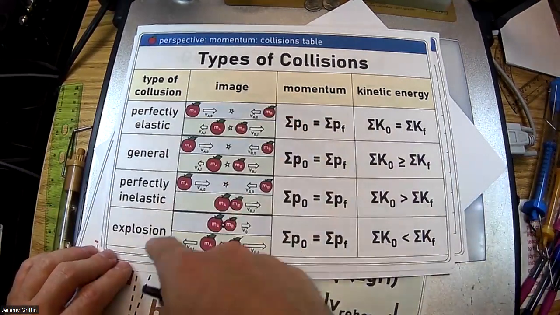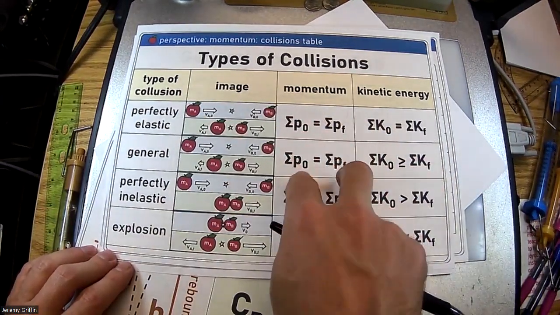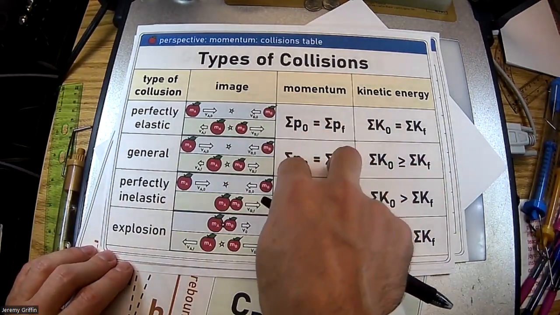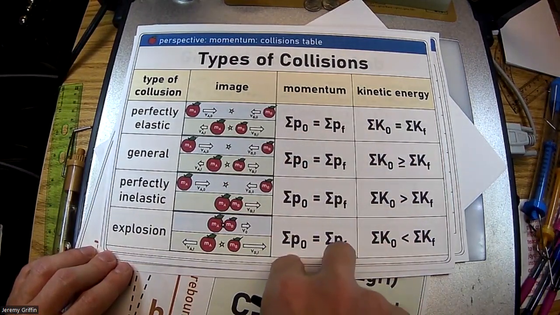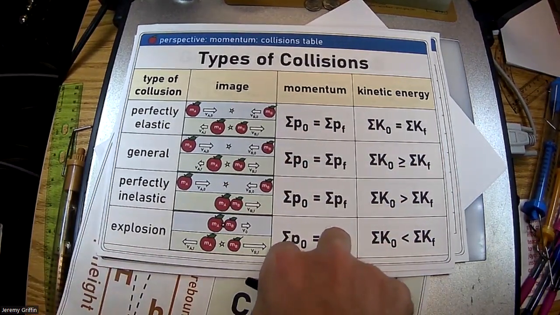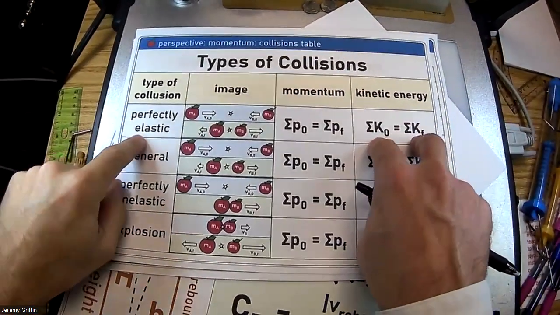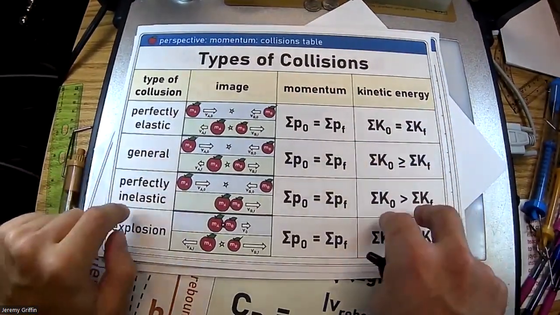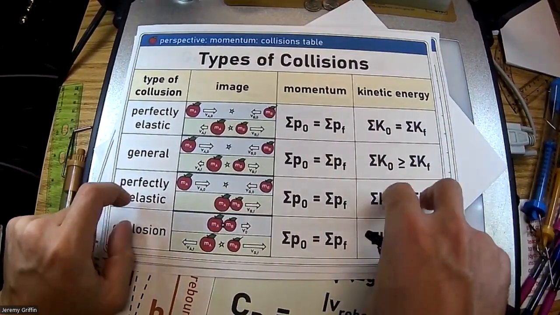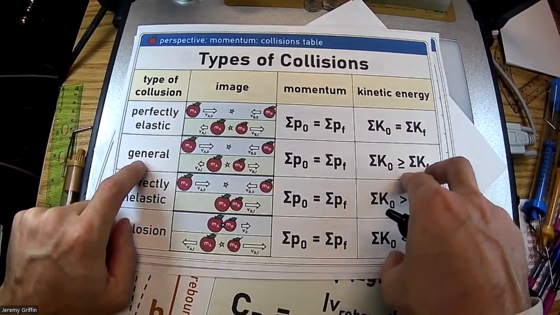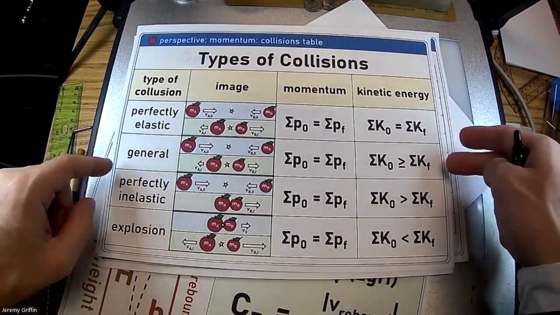So regardless of which of those scenarios, momentum is always conserved. This is just copy pasted all the way down, right? Sum of momentum before and after the event is always the same. Now, kinetic energies do different things. For perfectly elastic, it's conserved. Perfectly inelastic, it always decreases. And in general, it'll decrease. Could be the same, but that would just bring it back to perfectly elastic, right?